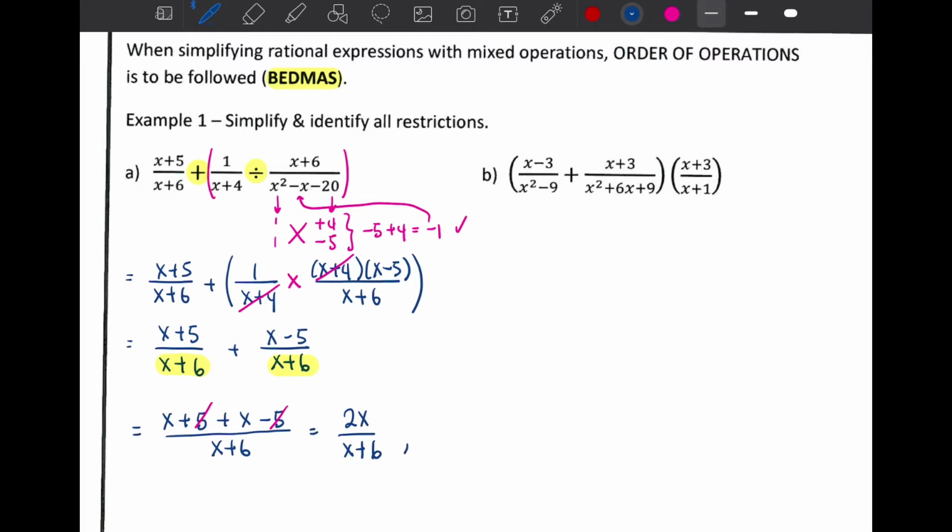And so we also need to restrict the x. So we also call it non-permissible values. So x cannot equal negative 4. x cannot equal 5 from here because we used to have this in the denominator somewhere. And then lastly, we have negative 6, which comes from this denominator.